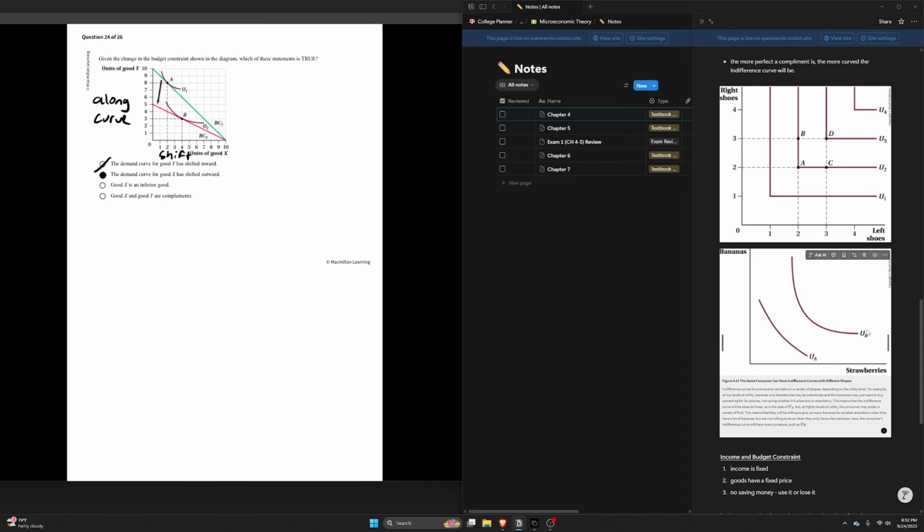All right. Given the change in the budget constraint shown in the diagram, which of the following statements are true? So it goes back to that same thing of if Y changes, then it's going to shift along Y, and it's going to shift the entire X curve.